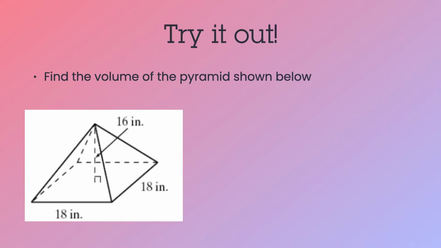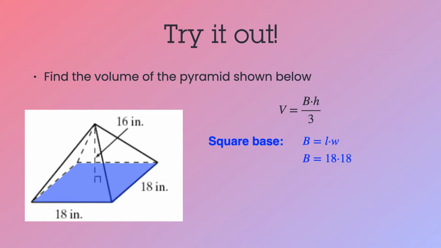Let's try it out. Let's find the volume of the pyramid shown below. Here's our formula, and the first thing we're going to do is find the area of that square base, just like we did with the prisms. So the area of a square or rectangle is length times width, and remember that capital B represents the area of the base. So we'll fill in our numbers, 18 and 18 for our length and our width, and 18 times 18 is 324. So there is our big capital B.